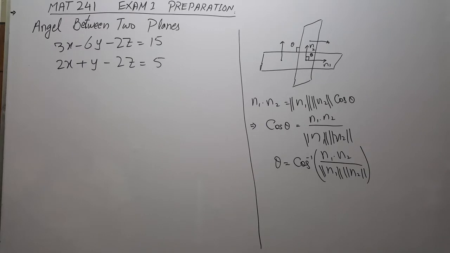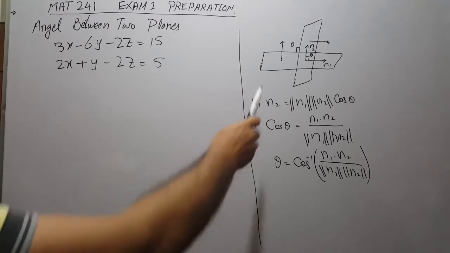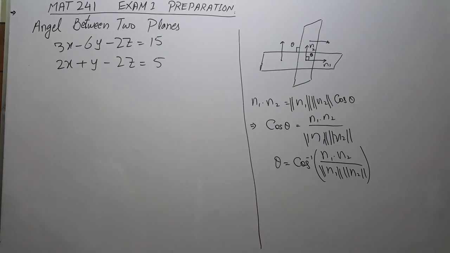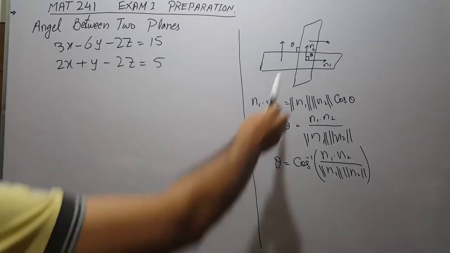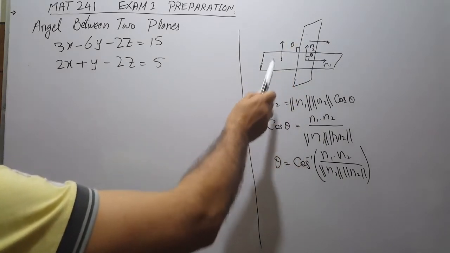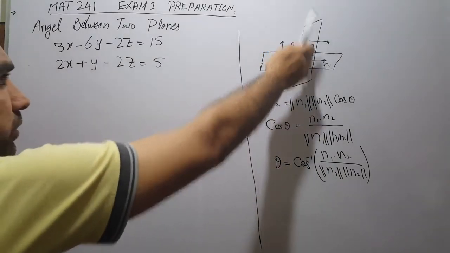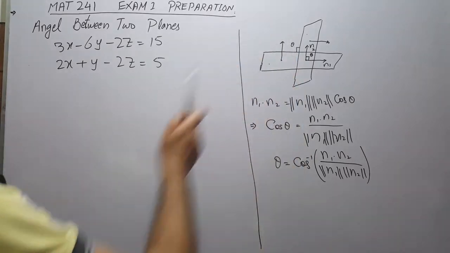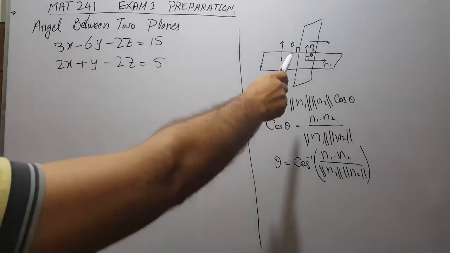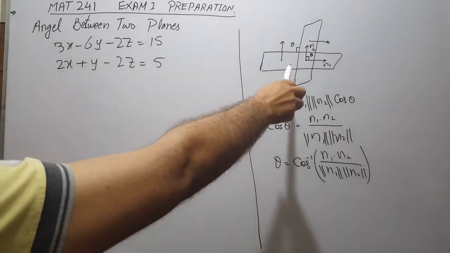Okay, the second topic is finding the angle between two planes. If we look at this particular example, you have two planes making an angle with each other. If you call this plane 2 and this plane 1, you can see that these planes are making an angle theta with each other. Now, this angle would be the same as the angle between the normals.